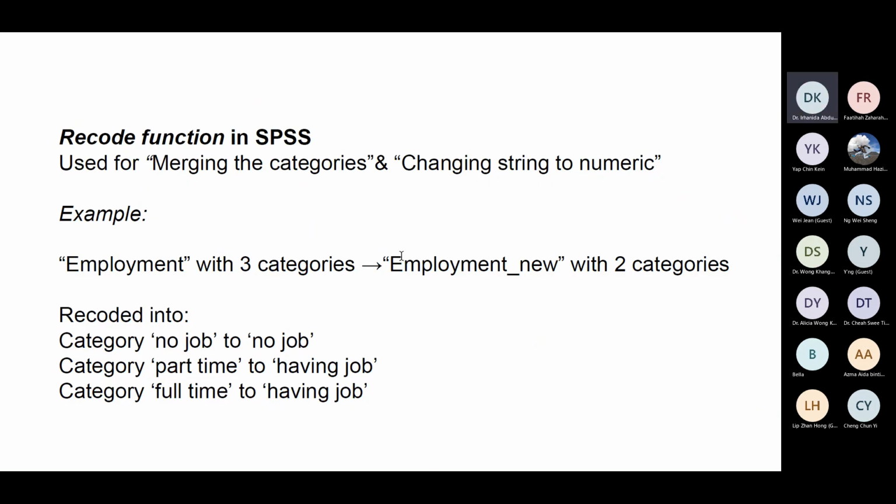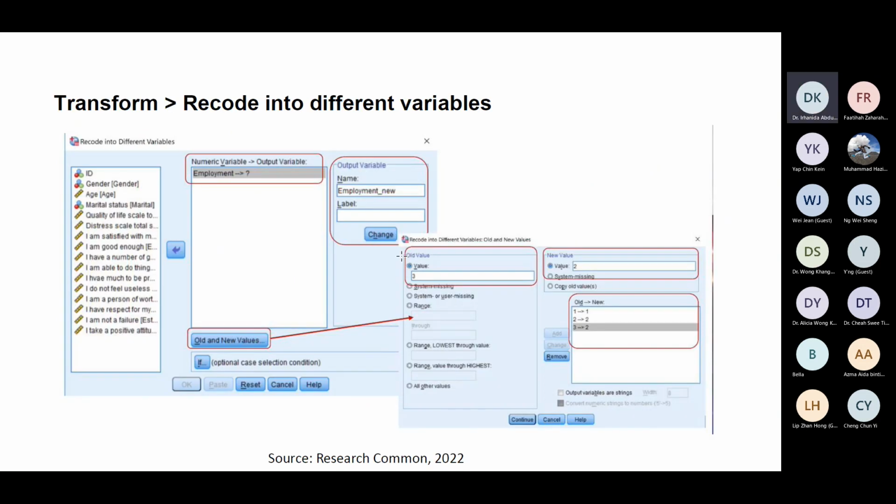The Record function in SPSS, as I mentioned just now, is for when we want to merge categories. We actually have 3 categories. Now we want to change to 2. So we record. Okay, this is how we record.